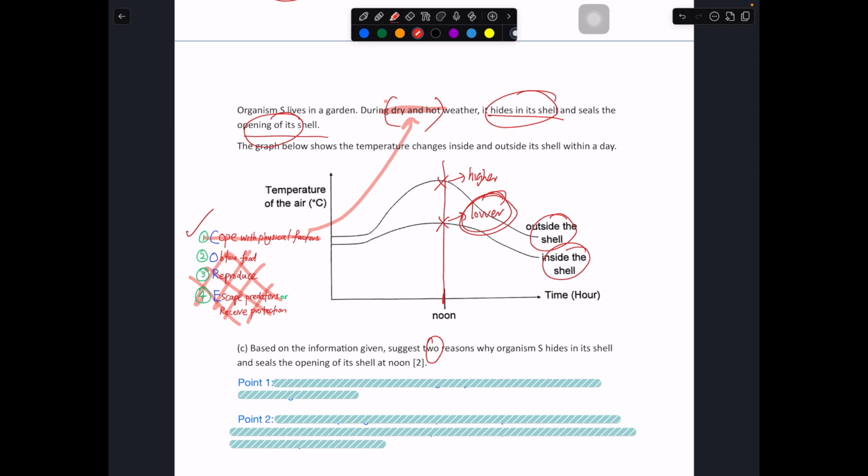So you can think about it as number 1, hide in its hard shell. This is the first thing. Seal the opening is the second one. It's already written, right? Hide in its hard shell, seal its opening. So you need to think about these two. Why hide? Because it reduces heat gain by the snails from the hotter surrounding during noon. So this will be the first part. Why want to seal the opening? This part you have to think very carefully, and you probably cannot find it just on the graph. You need to use the background information.